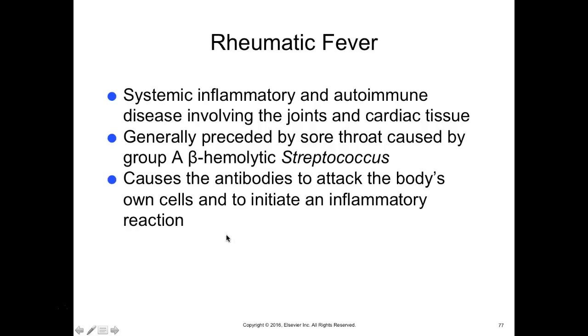Rheumatic fever is systemic inflammation and an autoimmune disease involving the joints and cardiac tissue. It generally is preceded by sore throat caused by group A beta hemolytic streptococcus. And the antibodies then attack the body's own cells and initiate an inflammatory reaction.